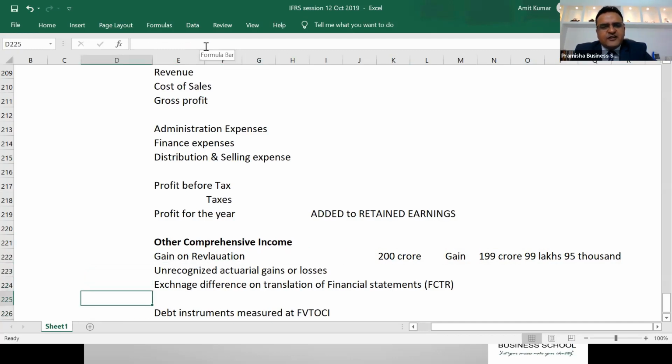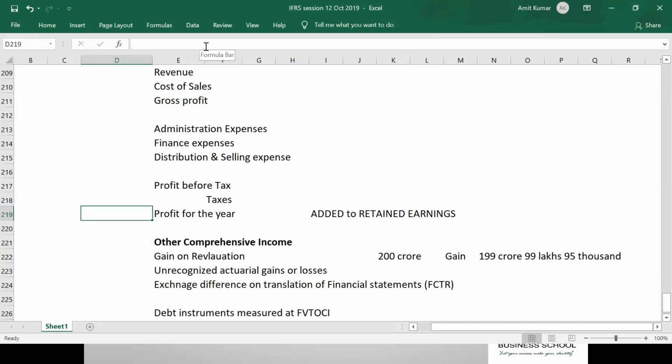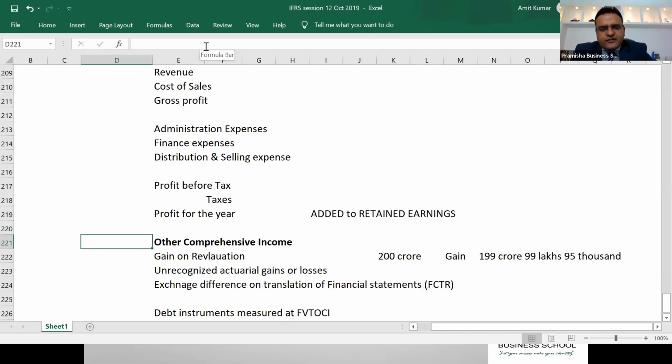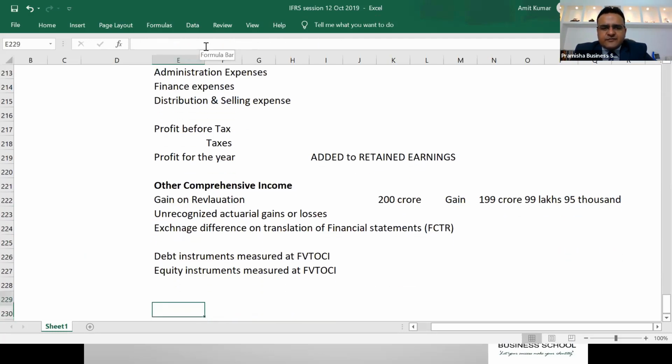What to do if I show it as part of my profits for the year? My company will look really profitable if I revalue the assets. It's a very inflated way of showing your P&L. It's not the true picture. So the way out is that if there is any gain on revaluation surplus, we show it as part of revaluation reserve under the head other comprehensive income. We show it separately.